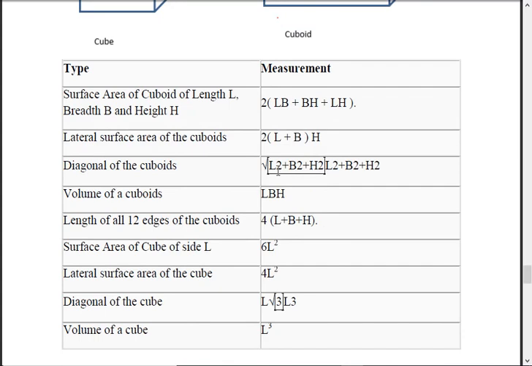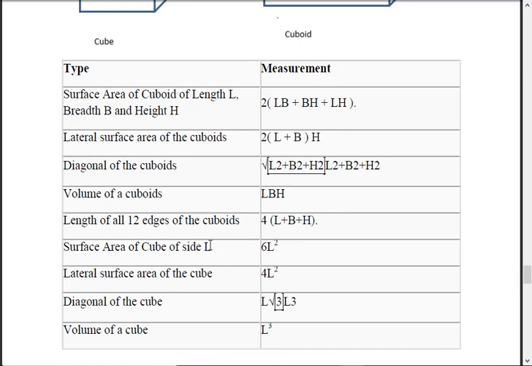Now diagonal of a cuboid: square root of L square plus B square plus H square. That's it. This remaining part, ignore it. Volume of cuboid is LBH, length into breadth into height. Length of all 12 edges of the cuboid is 4 into (L + B + H).